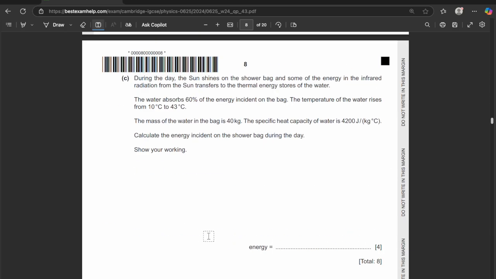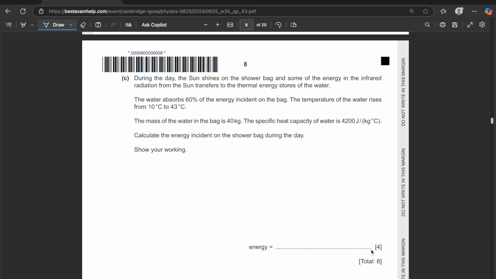C, during the day, the sun shines on the shower bag, and some of the energy in the infrared radiation from the sun transfers to the thermal energy stores of the water. The water absorbs 60% of the energy incident on the bag. The temperature of the water rises from 10 degrees Celsius to 43 degrees Celsius. The mass of the water in the bag is 40 kilograms, and the specific heat capacity of water is 4,200 joules per kilogram per degree Celsius. Calculate the energy incident on the shower bag during the day. Show your working. So just think about where we can start, right?